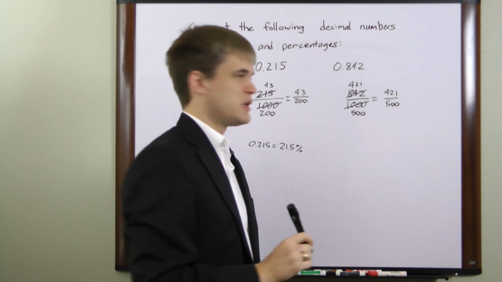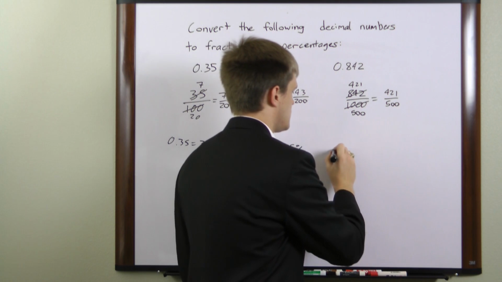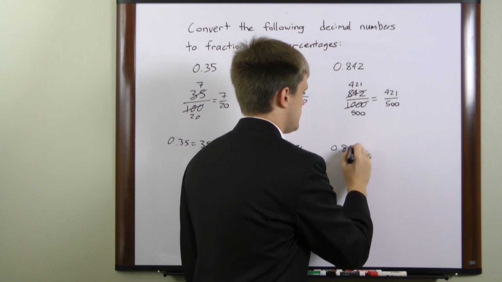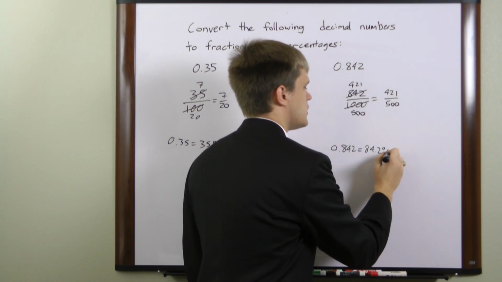To convert to a percentage, once again, we'll just move the decimal point 2 places to the right. So 0.842 is equal to 84.2%.